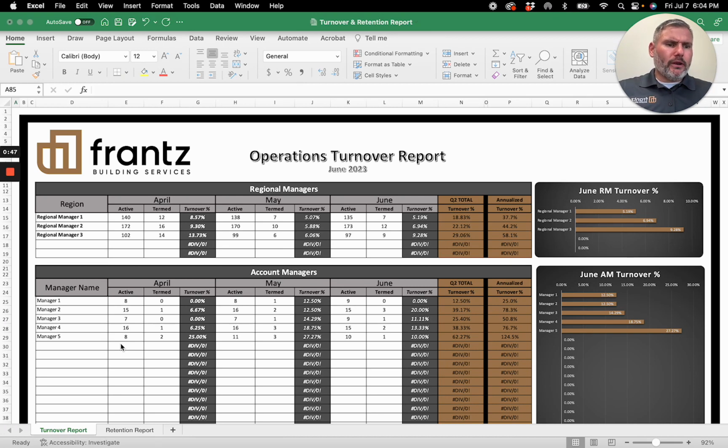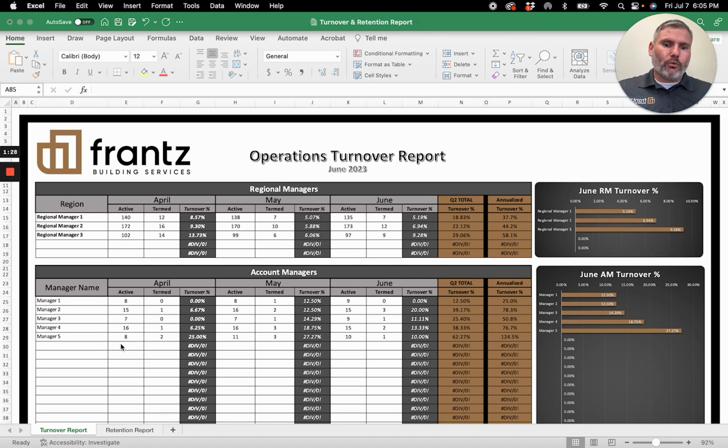This is a super important metric for us to keep in view because, as we're all aware, the cost of turnover to our organizations is incredible. So what you have in front of you here is an example of a turnover and retention report that we send to all of our managers on a monthly basis. Now, here at France Building Services, we track and monitor turnover and retention at three levels: at the company level, at the regional level, which for your context may translate to the branch level, and at the individual account manager level.